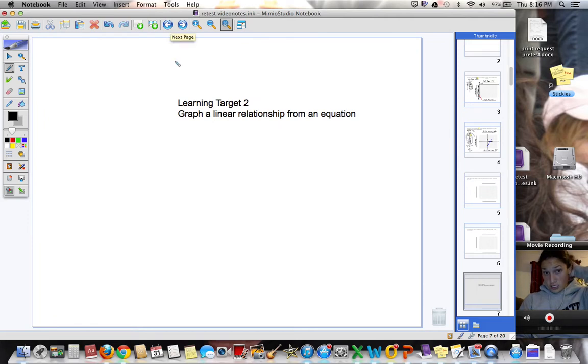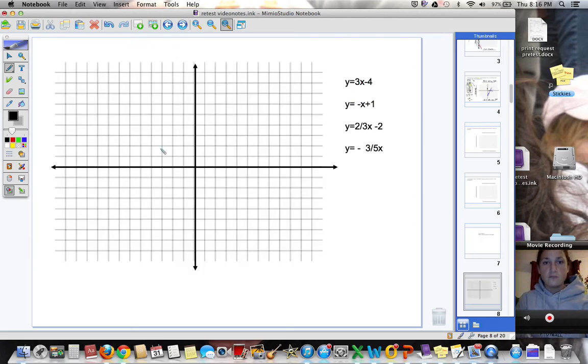Now it's Learning Target 2. If you had to retake Learning Target 2, this is where you're watching. This is graphing a linear relationship from an equation. So I'm going to highlight these and do them all in different colors. I'm going to do this one in yellow, and this one in green, and this one in red, and this one in blue. I'm going to do them all in the same graph. You don't have to. You can do them on 3 separate graphs. I'm just going to do them all in the same graph.